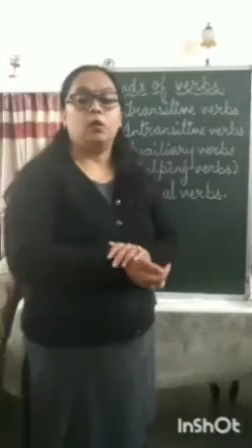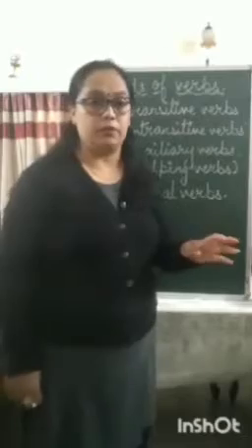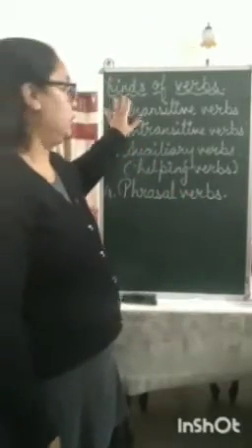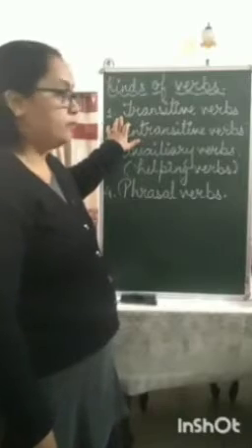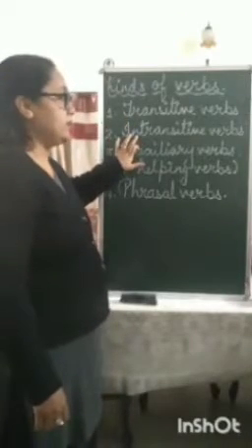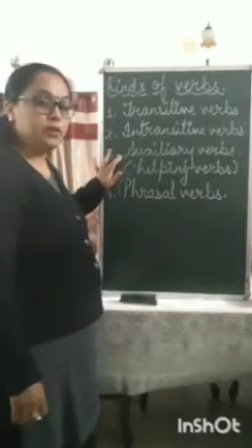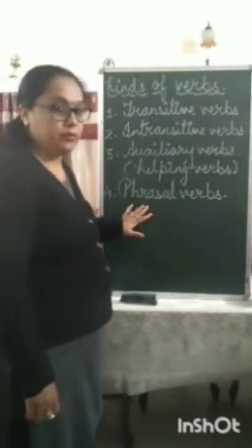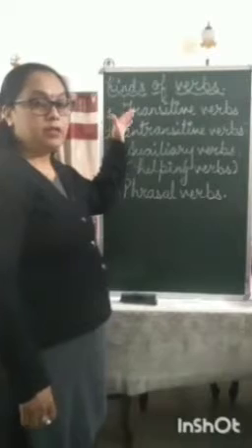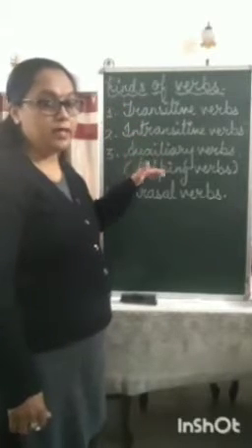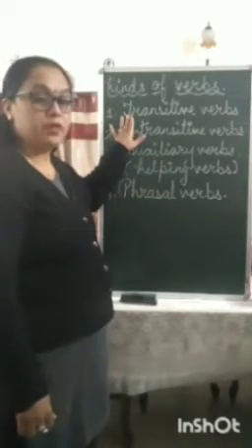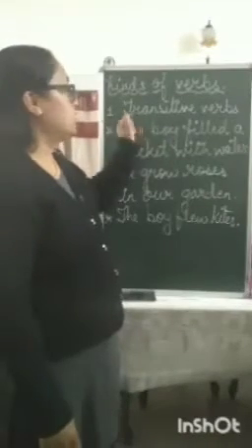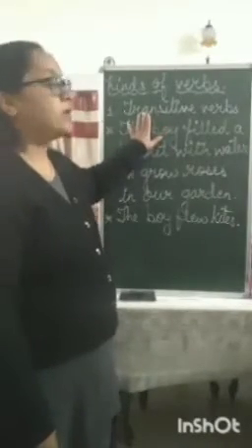Okay, now comes the kinds of verbs. In general there are 4 kinds of verbs. First one is transitive verbs, then intransitive verbs, auxiliary verbs which are also called helping verbs, and phrasal verbs. We'll be doing each kind of verb one by one. So let's begin with the first kind, that is the transitive verbs.